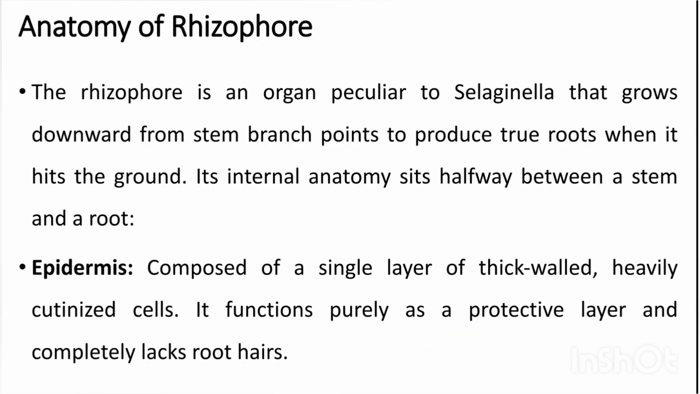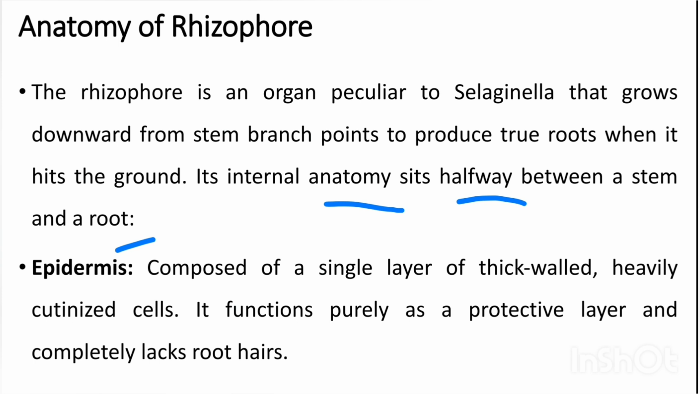Then, anatomy of rhizophore. Rhizophore is an organ peculiar to Selaginella that grows downwards from stem branch points to produce true root when it hits the ground. So it originates from the stem and grows towards the soil or ground, and after touching the ground they produce true root. Its internal anatomy sits halfway between a stem and root, we can't say it is a true stem or true root.